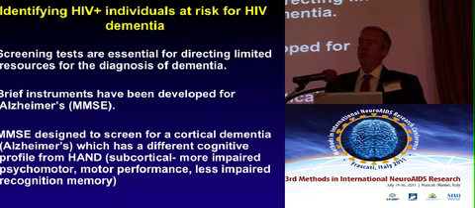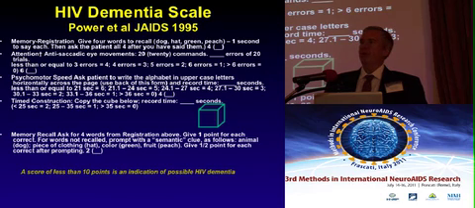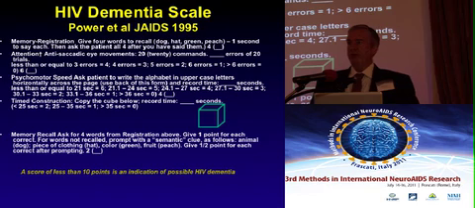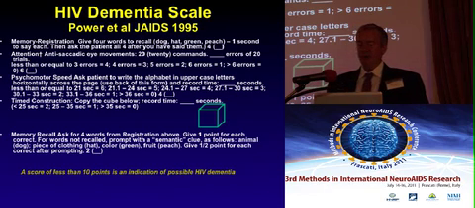HAND has more of a subcortical presentation, so it may have greater impairment in psychomotor, motor performance, and less impaired recognition memory compared to a cortical dementia syndrome such as Alzheimer's. As a result, Chris Power and Ola Selnes in the early 1990s developed a screening test instrument specifically for HIV dementia, and that was known as the HIV Dementia Scale, or HDS.